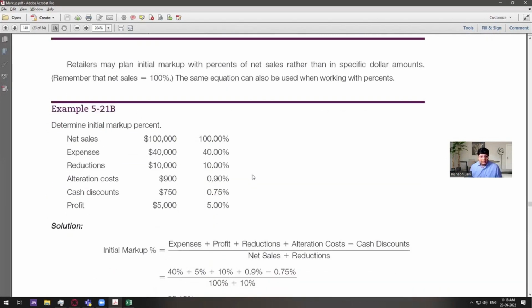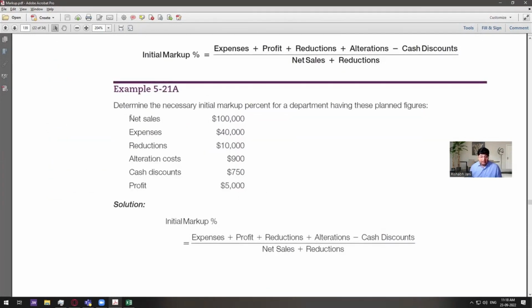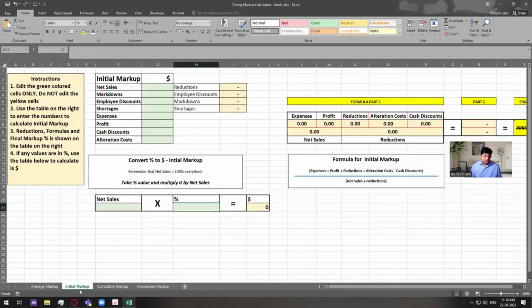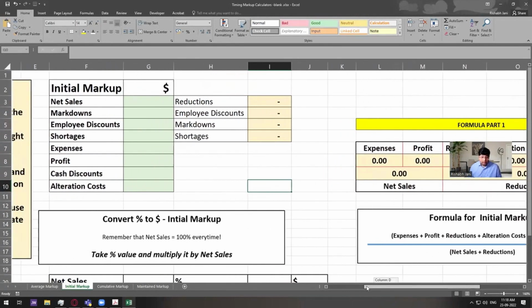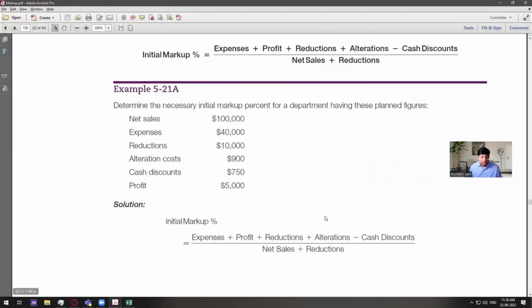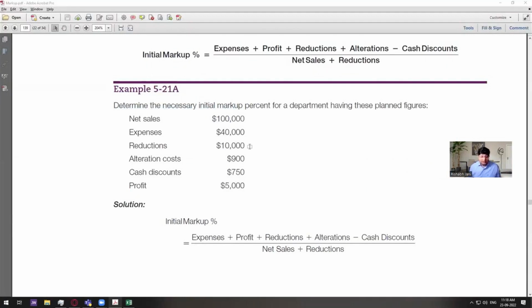So let's take this as an example. Let's take this particular question, 521A. So we go to initial markup. I've designed this calculator so that it's easy for you to just key in the figures and you'll be able to understand the whole thing. Okay, so let's look at the question. The question is, what's the necessary initial markup percent?